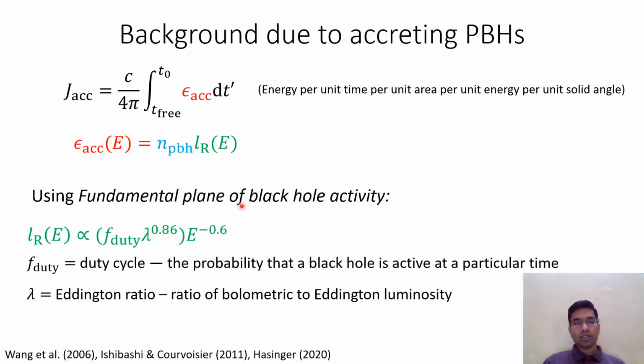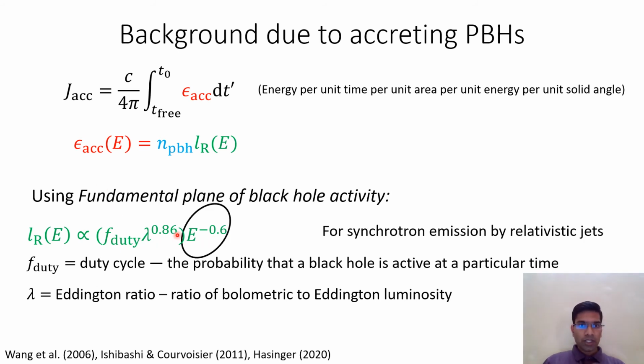Because the emission mechanism for these jets is not very well understood, we often make use of empirical relations such as the fundamental plane of black hole activity, which connects the radio luminosity to the mass of the accreting primordial black hole. So in this relation, f_duty is the duty cycle, which gives us the probability for a black hole to be actively accreting at a particular time, and lambda is the Eddington ratio, which gives us the total luminosity with respect to the Eddington luminosity.